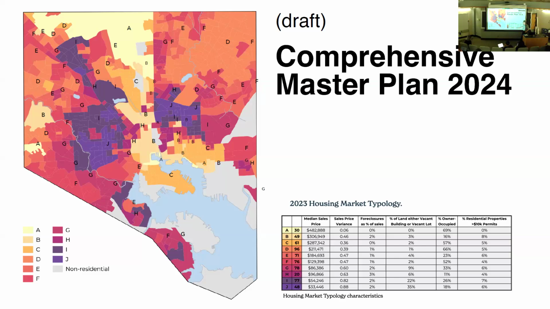Then we have I to J on the other side of the spectrum, which are the lowest price range, and they are associated with a lot of vacancy, basically 35% vacancy we see in I and J. And then we have in-between areas.